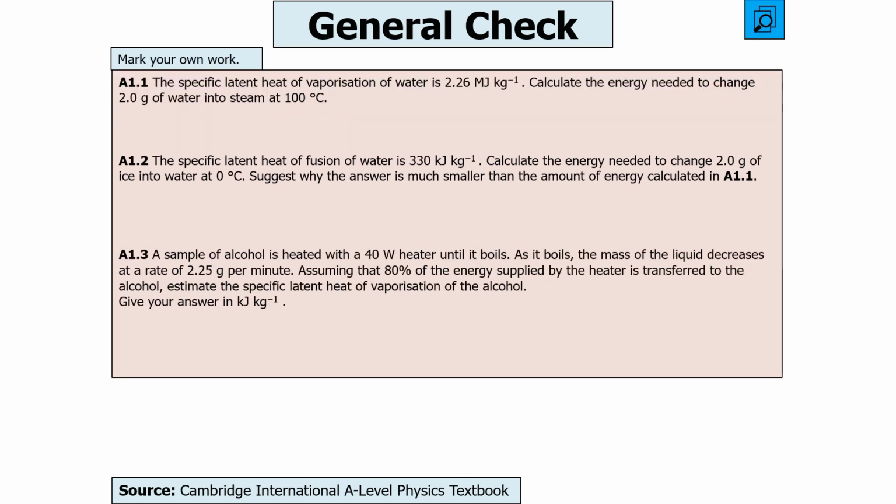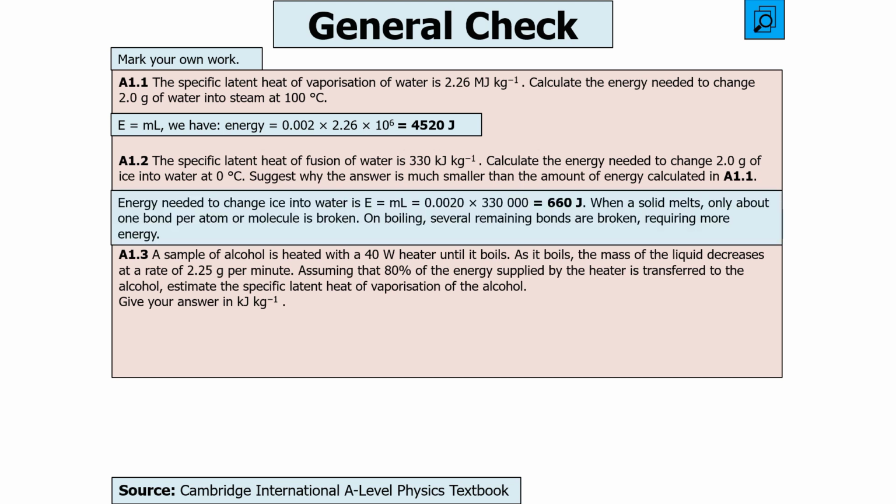Right, in this first one we know E equals ml, that's the equation for latent heat, so therefore we can pop in the values. Remember to convert grams into kilograms, and convert the megajoules per kilogram into joules per kilogram, so therefore it's 4,520 joules. In this next question, E equals ml again, convert our grams into kilograms and our kilojoules per kilogram into joules per kilogram. So when you multiply them together, we get 660 joules.